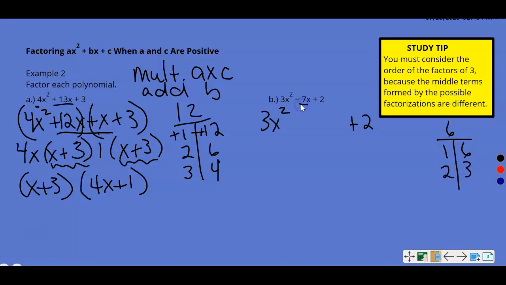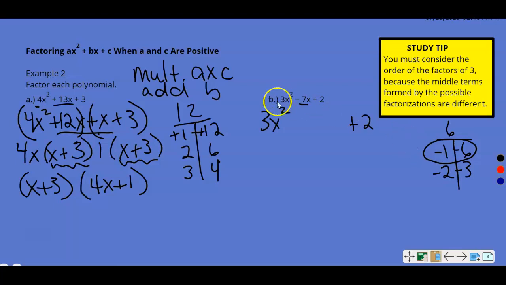I need a negative 7 here. To multiply to get a positive 2 on the end, I need the same sign. So I'm going to have 2 positives or 2 negatives. Since I need a negative 7 in the middle, I know that both of these terms have to be negative. Negative 1 and negative 6 give me negative 7. Negative 2 and negative 3 give me negative 5 when I add them together, so that will not work. So I'm going to use negative 1 and negative 6.